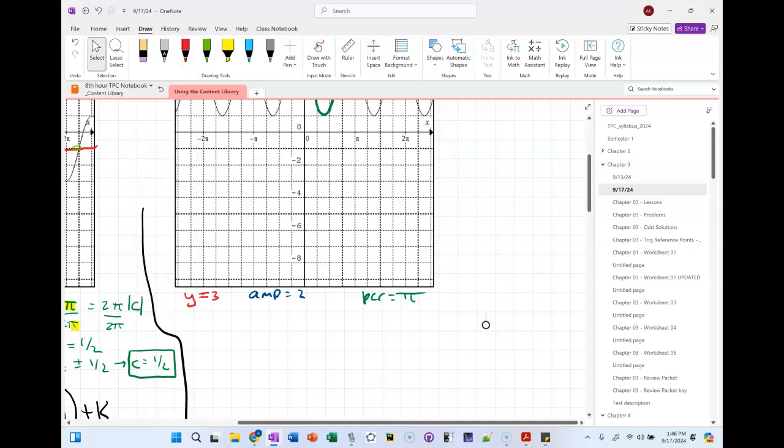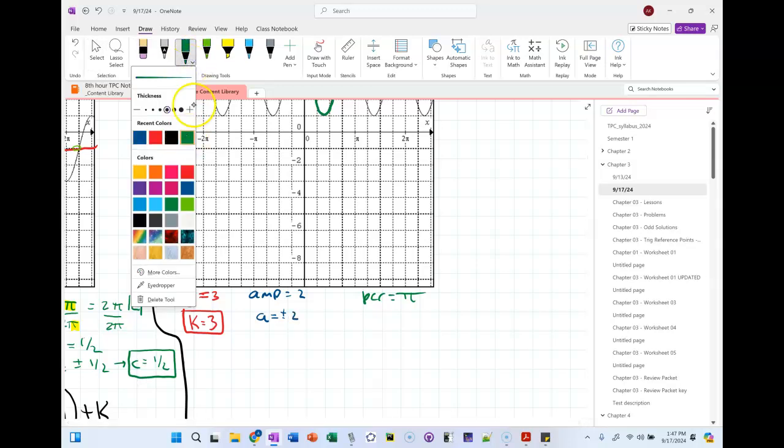So what does the midline give us? A, C, H, or K? Great question. Pretty sure it's K. Yep. And what is that K? 3. Just the same as the midline. The amplitude gives us A, C, or H. A. What is the A then? Close. Plus or minus 2. That's good. We'll decide which one is which here in a minute.